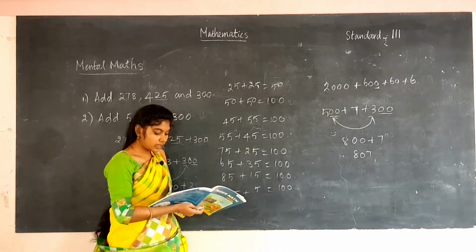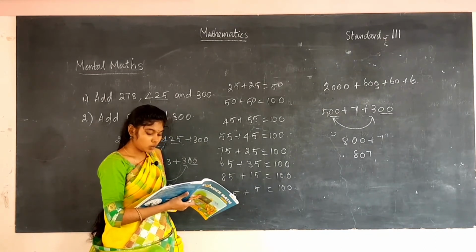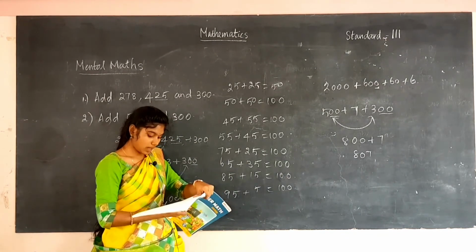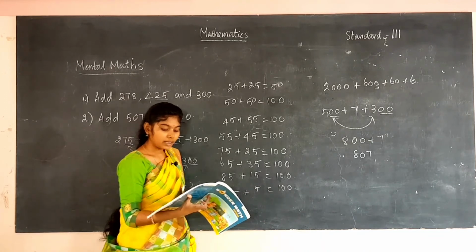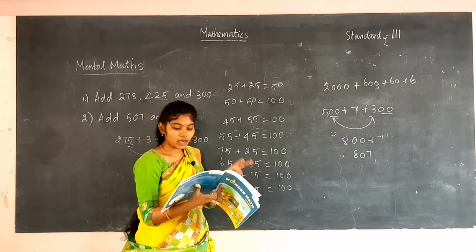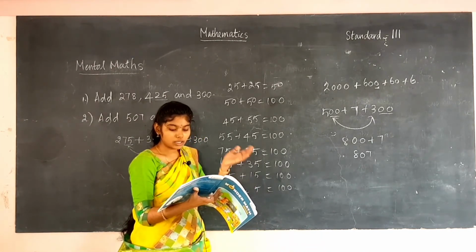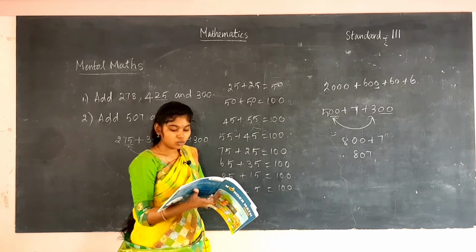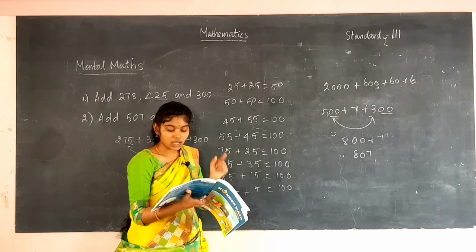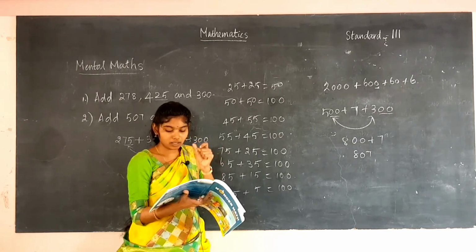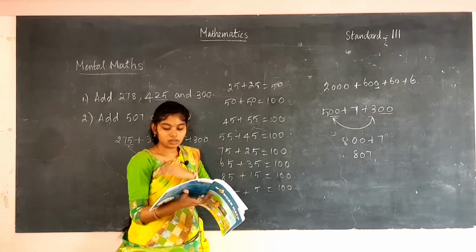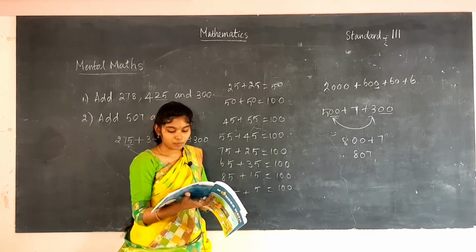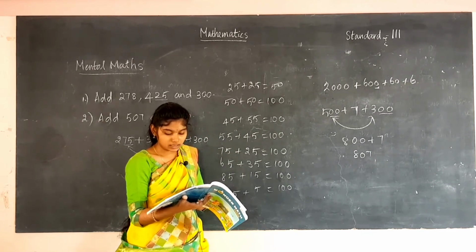And the next one, 900 plus 23 added to 27 gives. So first you have to add those numbers, and it will give the answer. While we are adding that number, it will give one answer that we are going to find. Then the third one is find the sum.